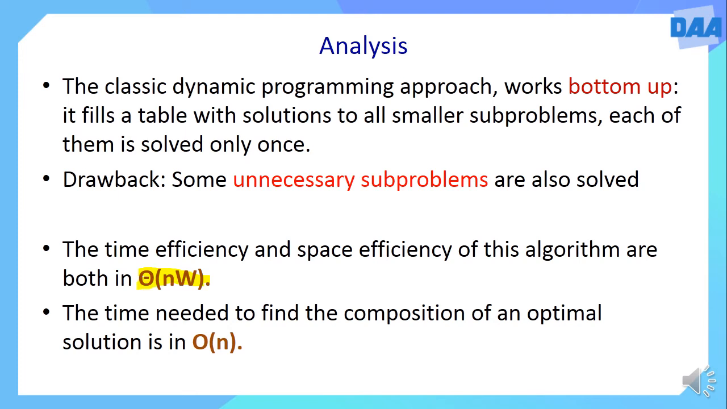Similarly, coming to the time efficiency, we can see that there are two for loops that run over the table. So time efficiency is big theta of n into W. Similarly, once the optimal solution is found, to know the composition of the items which are part of the optimal solution, we need to traverse back. So row wise we need to go back. So the time complexity is big O of n.